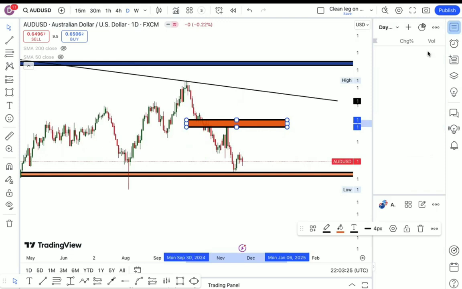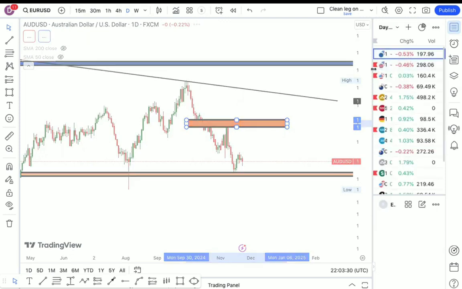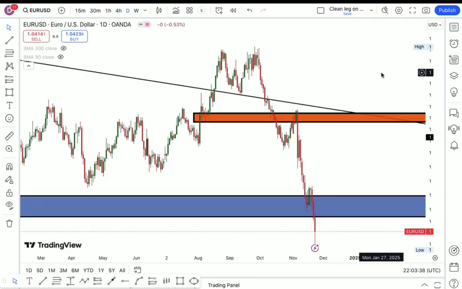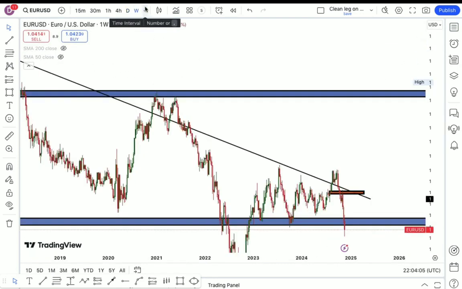The next pair on my list is the euro dollar. So EURUSD also has a similar breakdown. So all of the US dollar based pairs are actually collapsing at the moment due to the momentum being gathered on the dollar. All right, so this is the euro dollar in a nutshell.